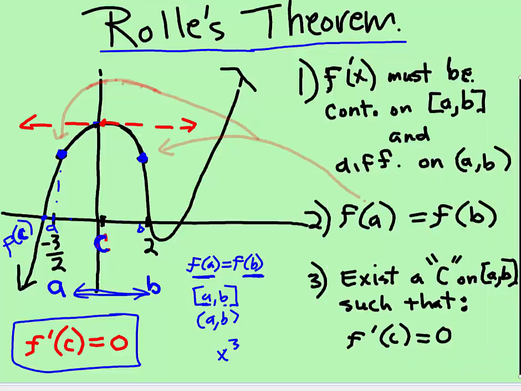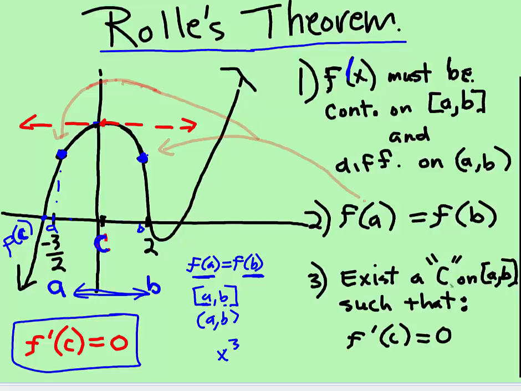So in math terms, it says, f of x must be continuous on the closed interval [a, b], meaning those are solid dots, and differentiable on the open interval (a, b), meaning you wouldn't include a and b in the part that's differentiable. And if you plug a into the function, it should equal what you get when you plug b into the function. So f of a should equal f of b.